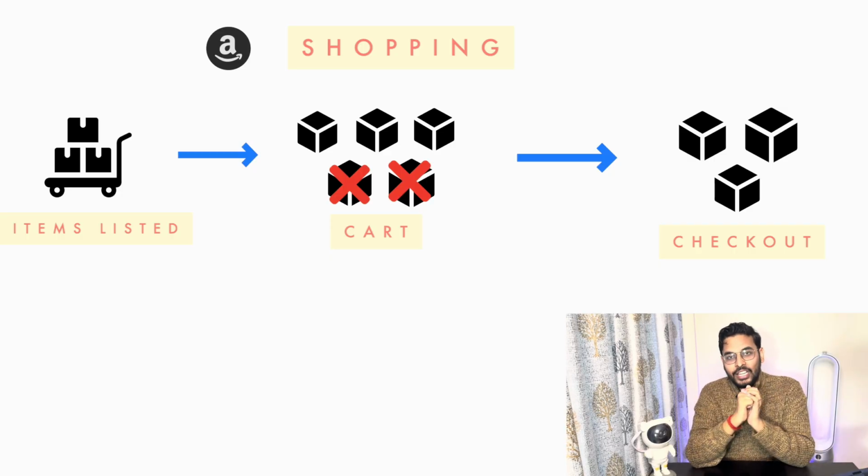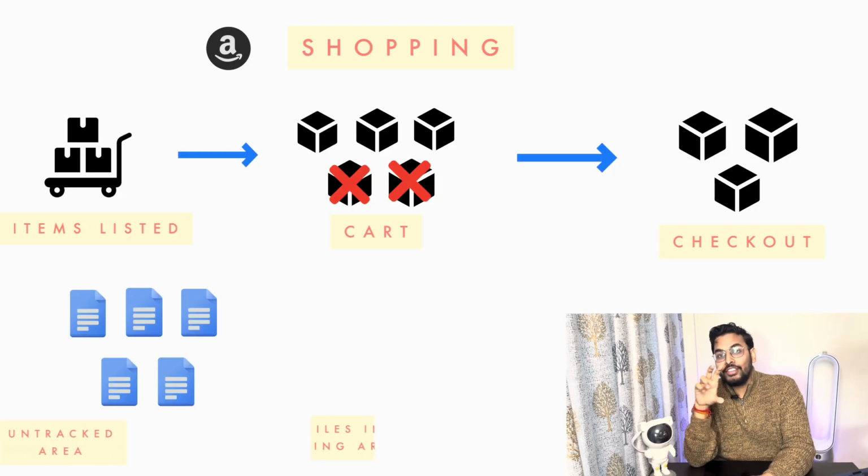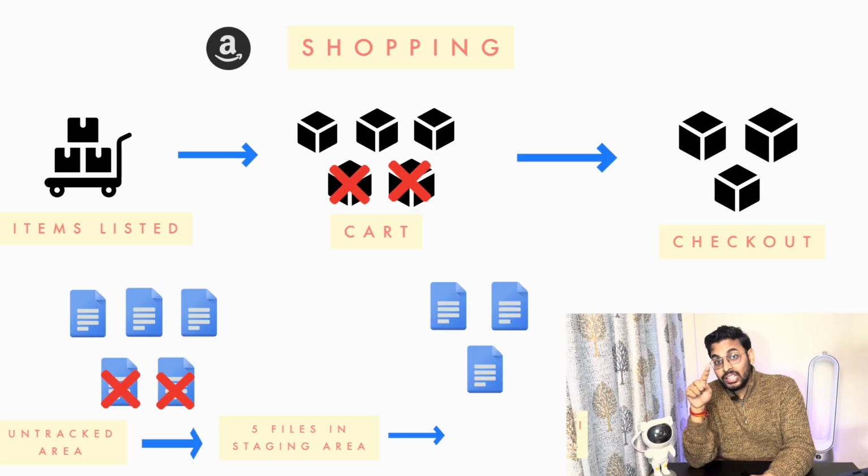We have basically files. Let's say we have 5 files in the untracked area. We added all those 5 files in the staging area, but we decided we don't need 2 of these files, right? So we remove these 2 files from the staging area, and we just committed the 3 files that are present in our version, right?